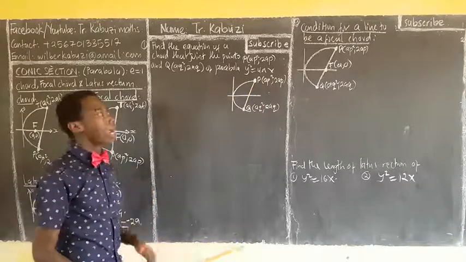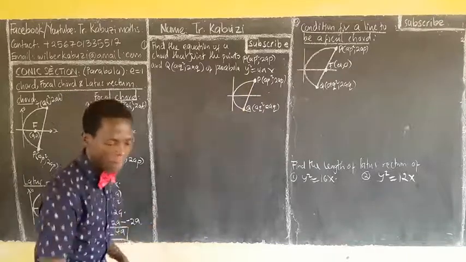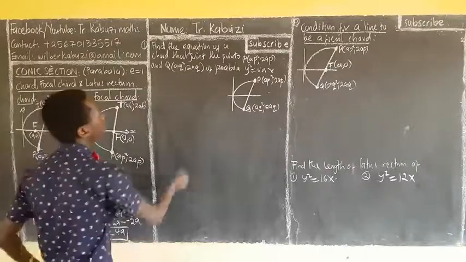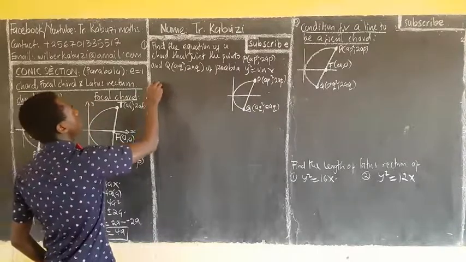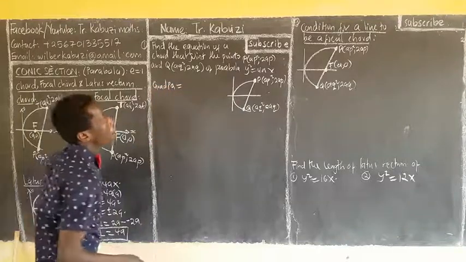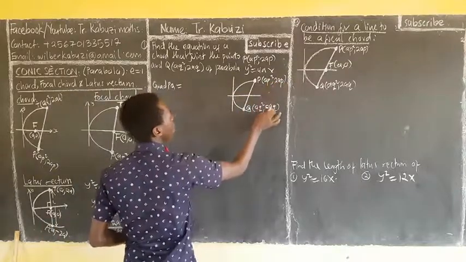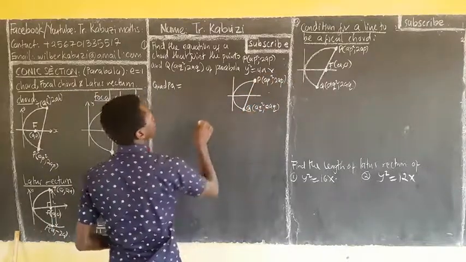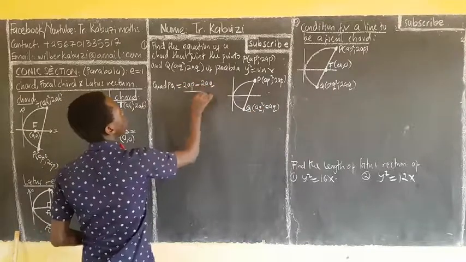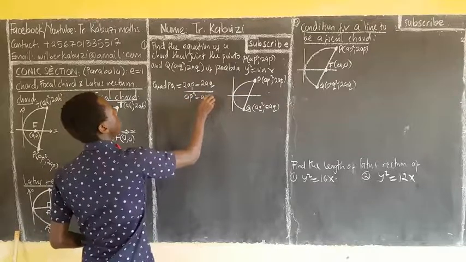But you can get the gradient. Why? Because we know that this line is passing through these two points. So we can get the gradient by saying change in y over change in x. So the gradient of PQ will be, this one is my y2, y1, x2, x1, so I say 2ap minus 2aq over ap squared minus aq squared.